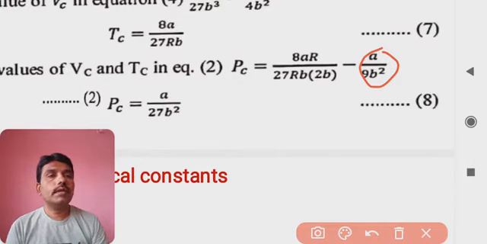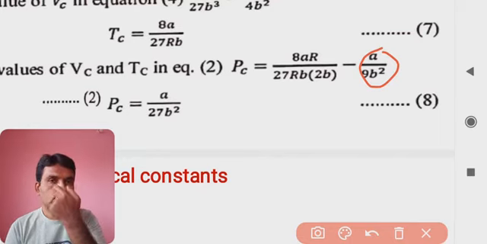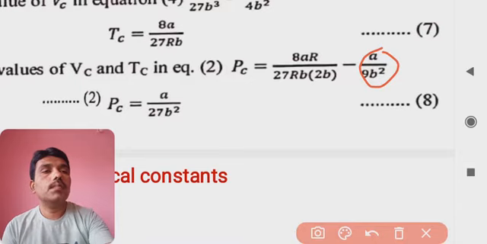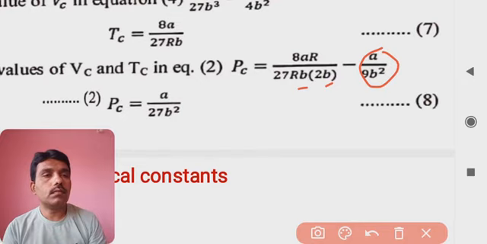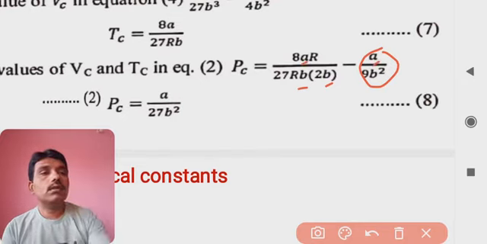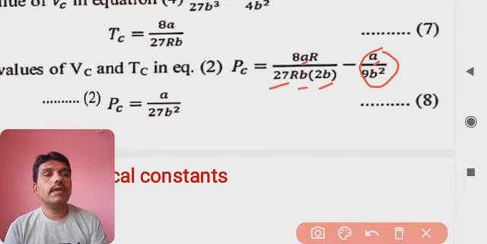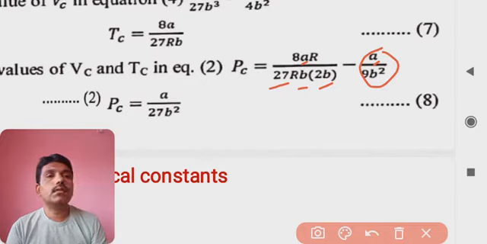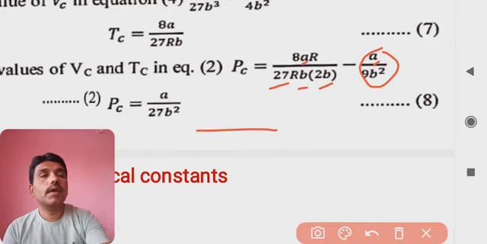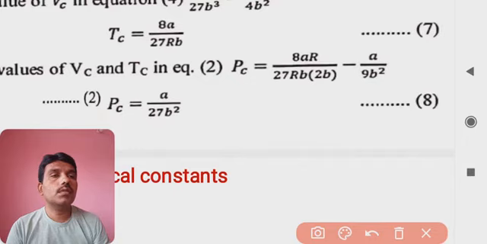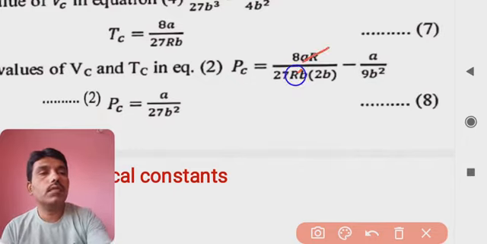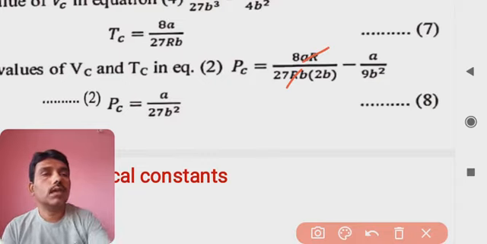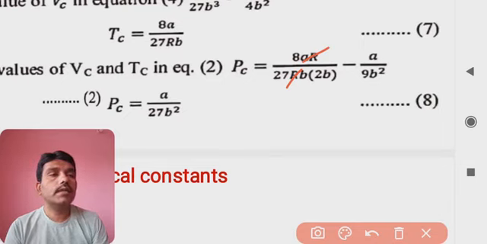Simplifying this, we will get the new relation. Now from this, in 9B square, this 9 and this B, B into B is B square. Here there is A, and here also A. Now 27 into 2B gives 27B square. If I take A upon 27B as the common part, then PC will have the value that is to be. Here only R will get cancelled, and here what remains is 8A divided by 27B square is to be there.